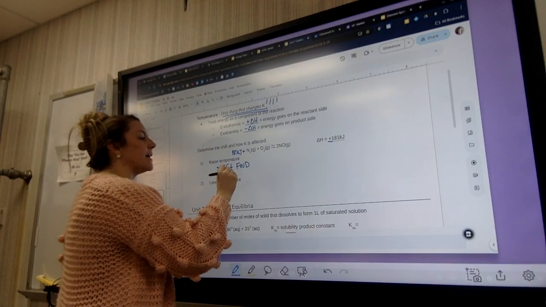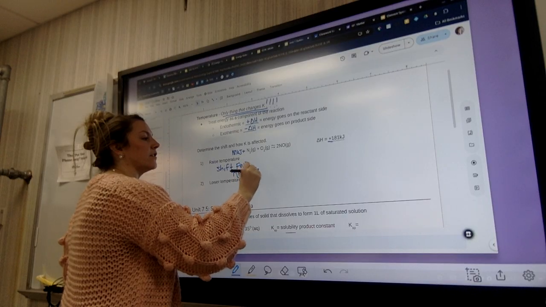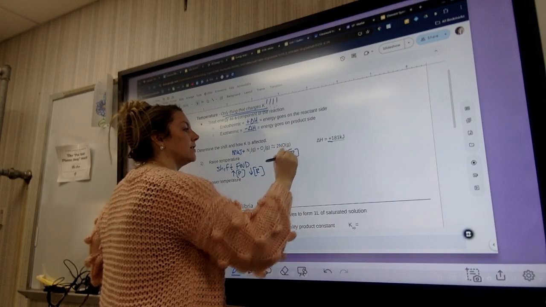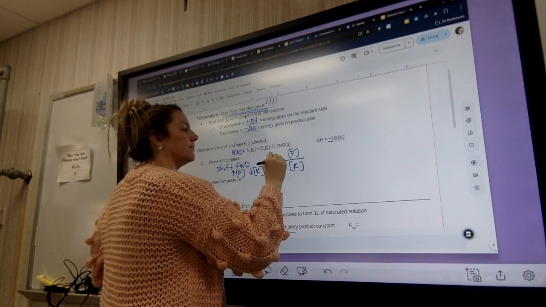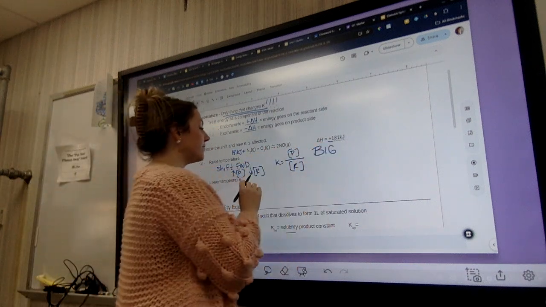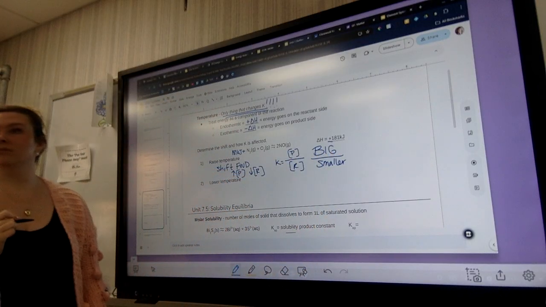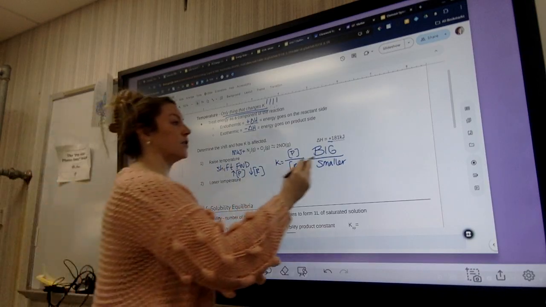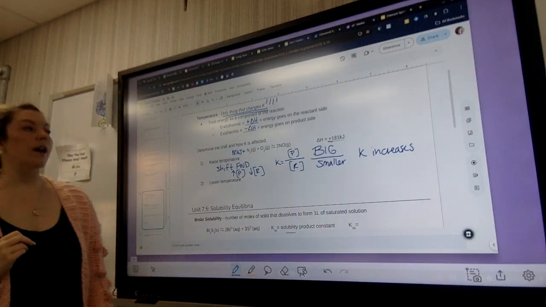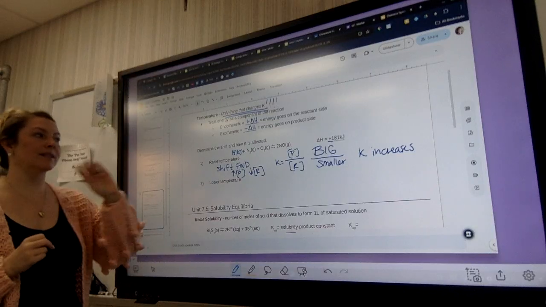Okay, which means I'm increasing the amount of products, I'm decreasing the amount of reactants. Okay, we know that our K value is products over reactants. So if I make my products bigger, I'm making my reactants smaller, what's happening to the overall K? It's getting bigger. So K increases in this instance. Okay? So raise in temperature, it's going to increase because it is on the reactant side.